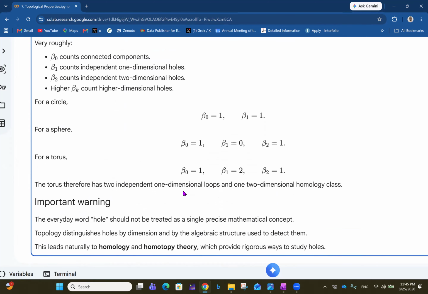The important warning here is that the everyday word hole should not be treated as a single precise mathematical concept. Topology distinguishes holes by dimension and by the algebraic structure used to detect them. So this leads naturally to homology and homotopy theory, which provide rigorous ways to study holes.